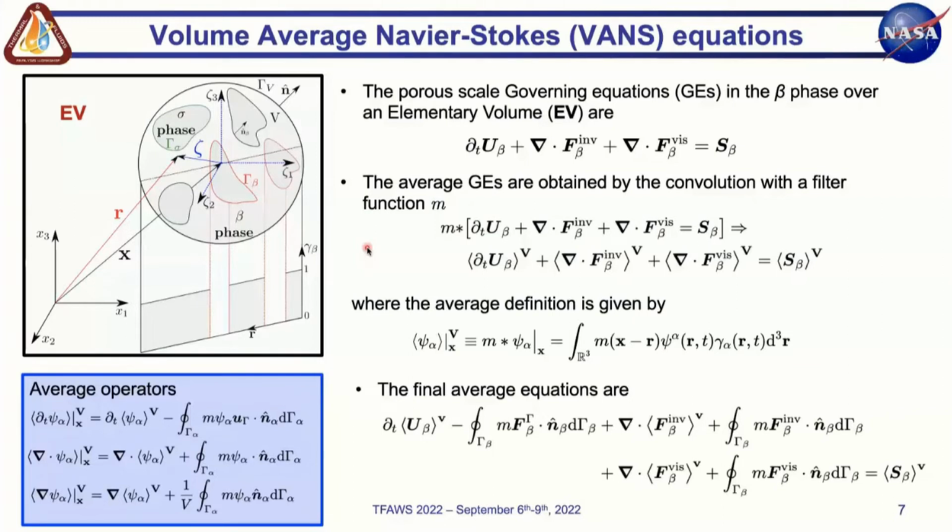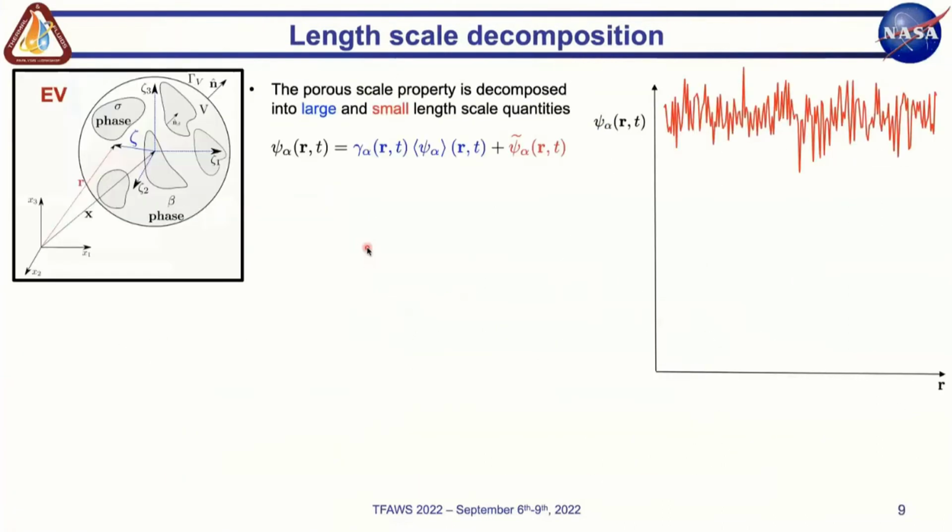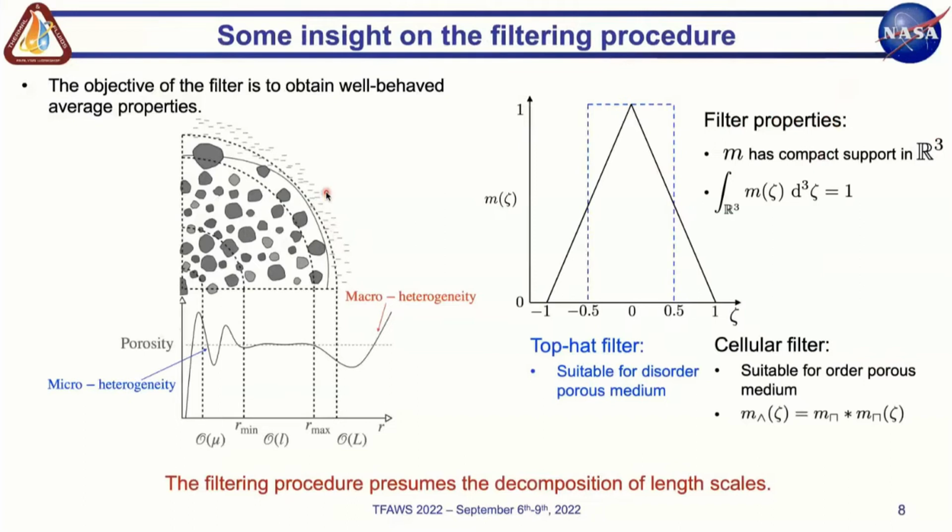So what is important in all this process is to define the filter function M. That's what I'm showing here. The objective of the filter is to obtain well-behaved average properties. And what do I mean by that? Let's say that you have a filter that is too small, then what we'll get is what we call microheterogeneities, which is just the interaction between the gas and your solid. So you'll have a very weird behavior. And if your filter is too big, then you'll have macroheterogeneities, which means that your elementary volume will feel the variation of your macroscale properties. So what you want is something in between.